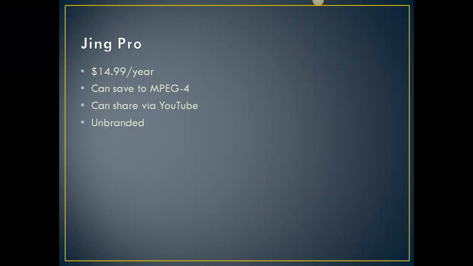So for Jing Pro, it's $14.99 a year, which is very inexpensive. And you can try out the Jing free and see if it was something that you would use. You can save to an MPEG-4, which is a file that almost anyone can view. For example, with Windows Media, you see that. And also you can see it on YouTube, which is really helpful.